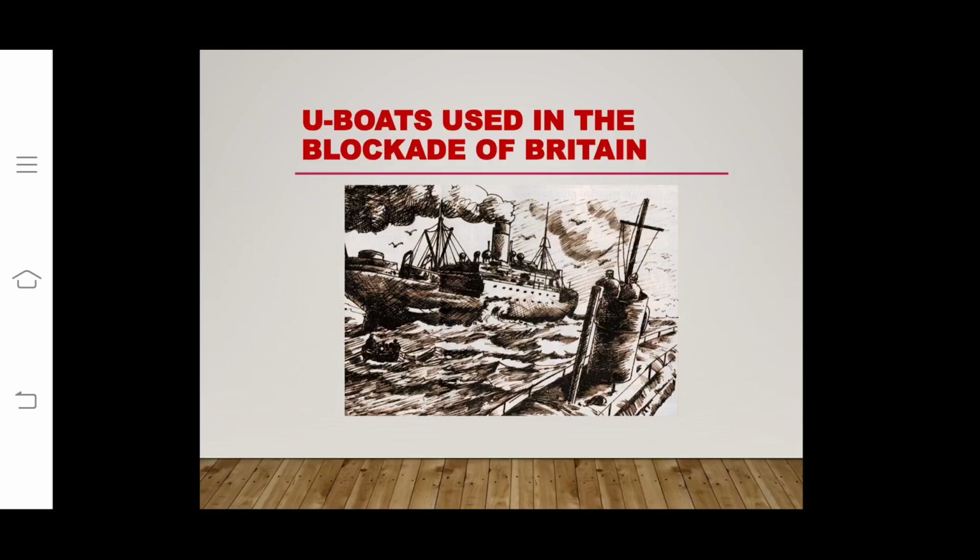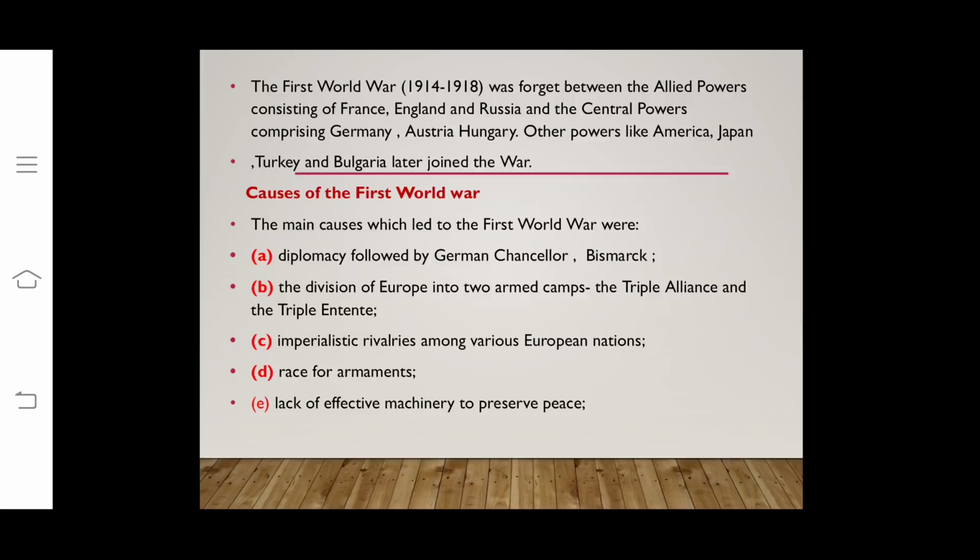Now, students, we will study the causes for the First World War. The causes are as follows. Bismarck's diplomacy. After the Franco-Prussian War of 1870-71, the German Chancellor Bismarck used diplomatic policies to keep France isolated. Under him, Germany formed a dual alliance with Austria in 1879. Italy joined it later in 1882. It was converted into the Triple Alliance.